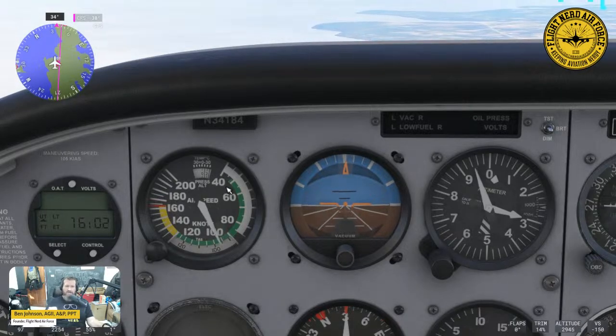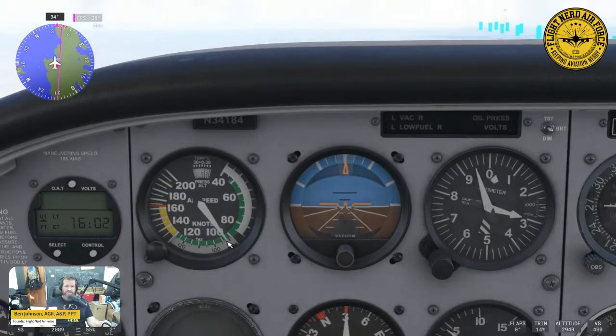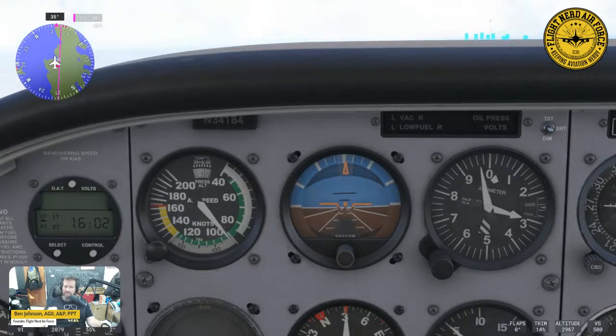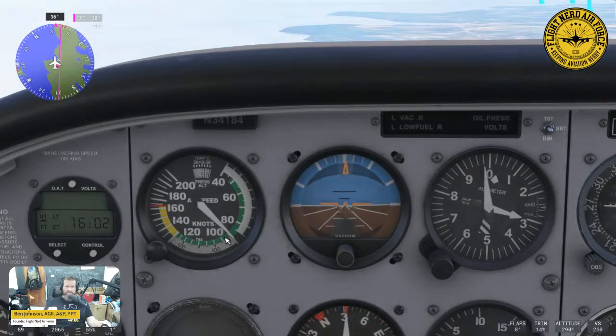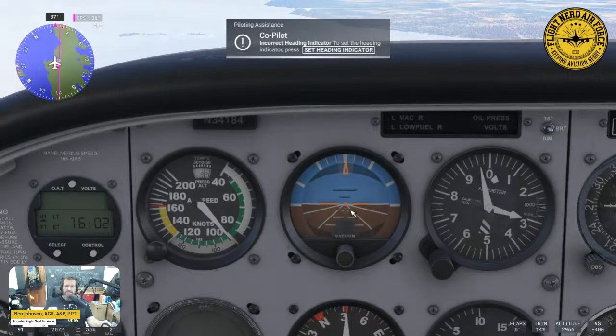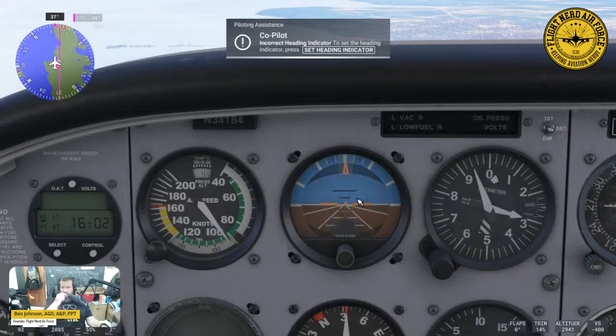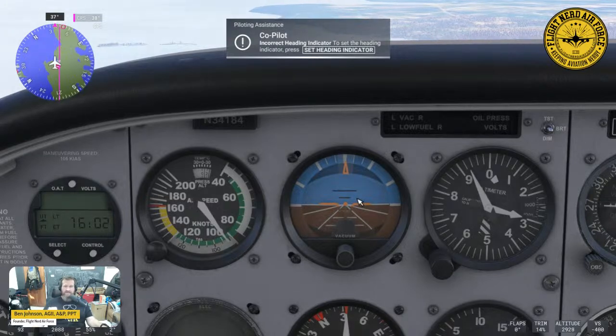And you can see here, we are doing about 95, 96 knots, slowing down a little bit. There, 90 knots. So you can see actually something's already happening. We talked about how these instruments work together, and you can already see that starting to happen.